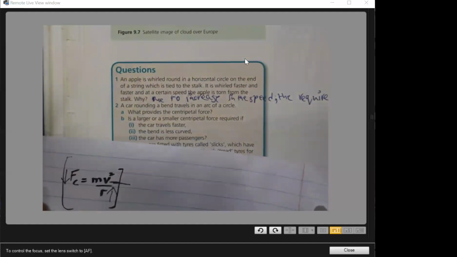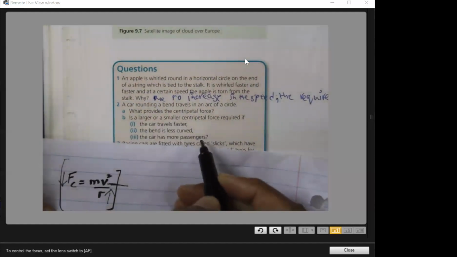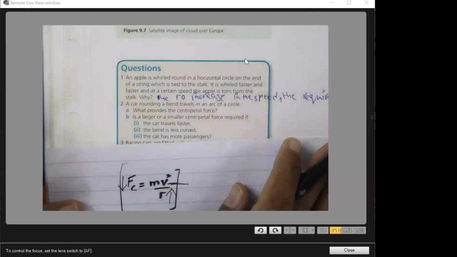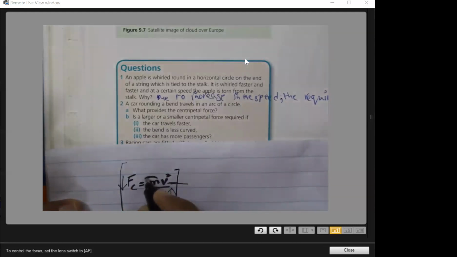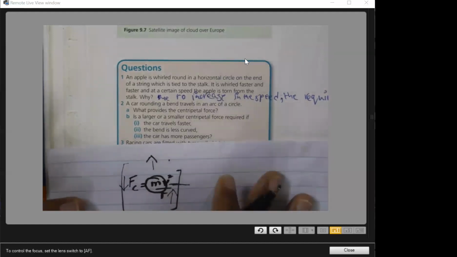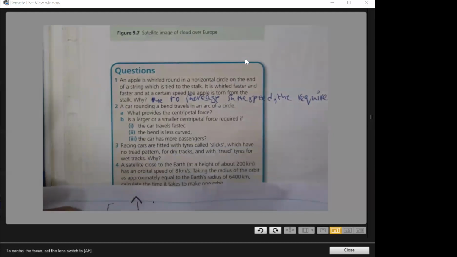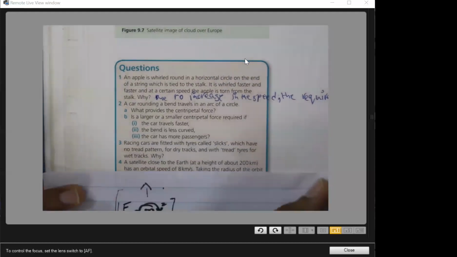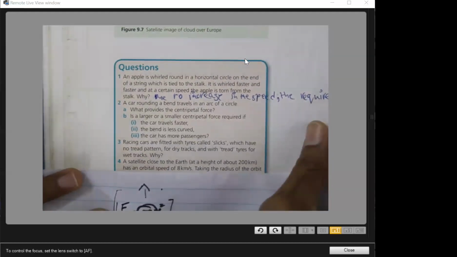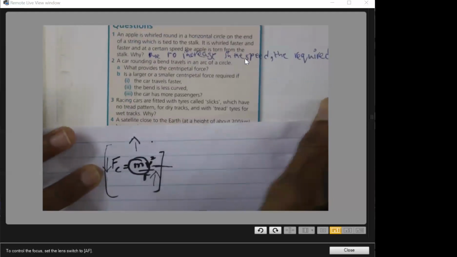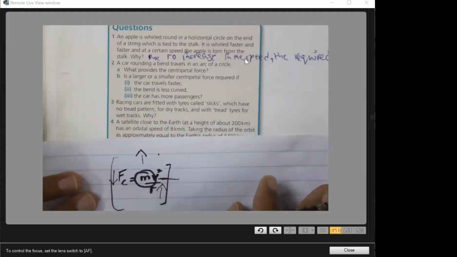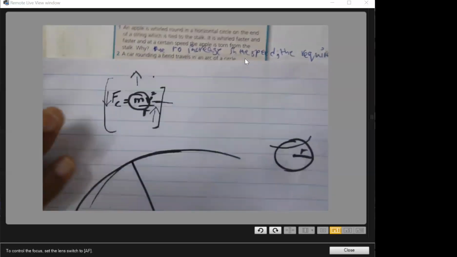Okay. The car has more passengers. That means, Miss, a larger centripetal force is needed because there's more mass. Very good job. Question number 3. Racing cars are fitted with tires called slicks, which have no tread pattern for dry tracks and with tread tires for wet tracks. Why? First of all, what are treads?